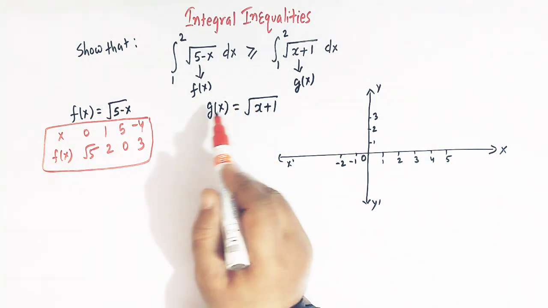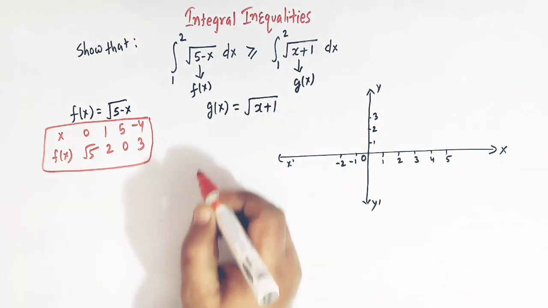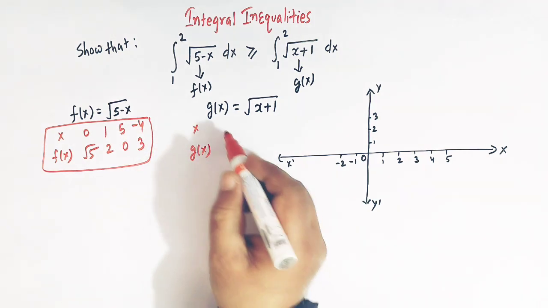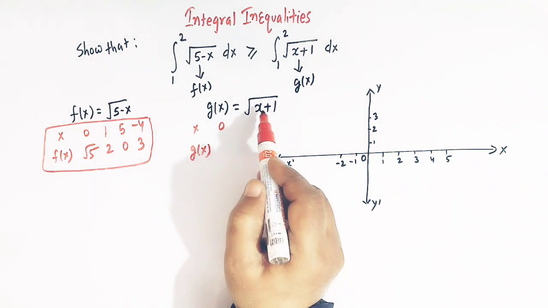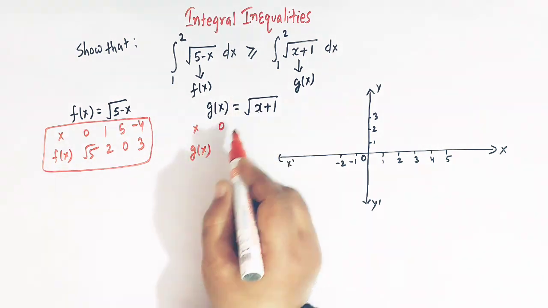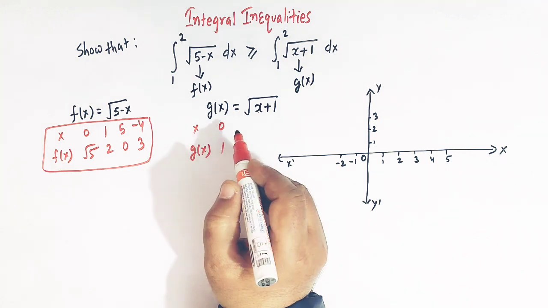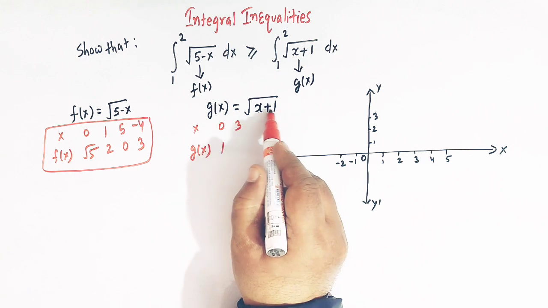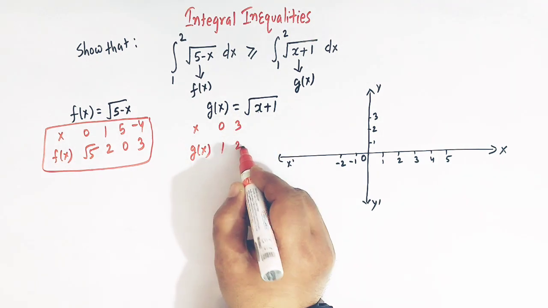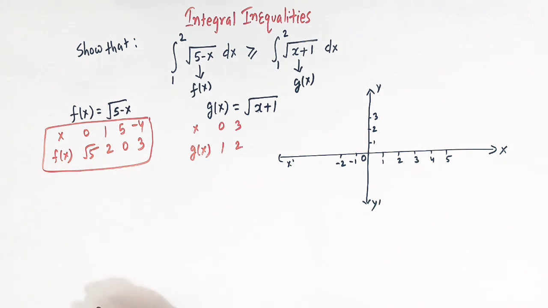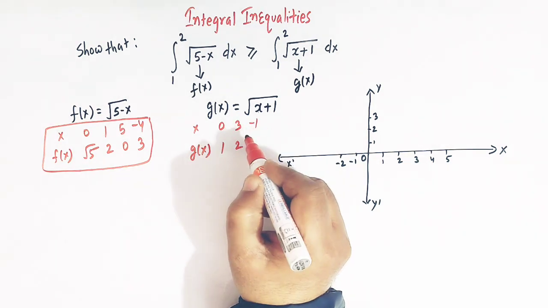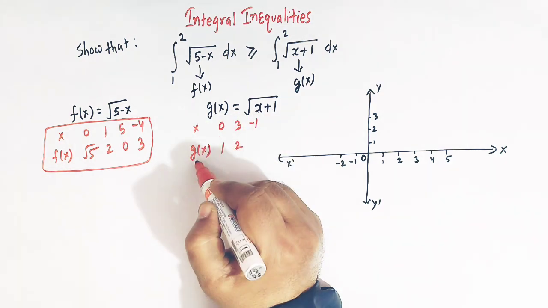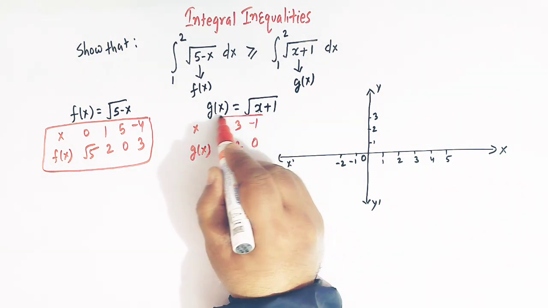Now let us make a table for g of x, and here we have x and here we have g of x, right? So let us take x is equal to 0. So here we have 0 plus 1, 1, square root of 1 is 1, right? Now let us take x equal to say 3. 3 plus 1 is 4, square root of 4 is 2, right? And let us take one more value of x. Take x equal to minus 1. So minus 1 plus 1 is 0. So g of x is equal to 0, right?